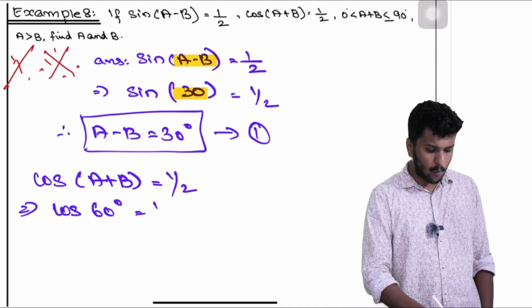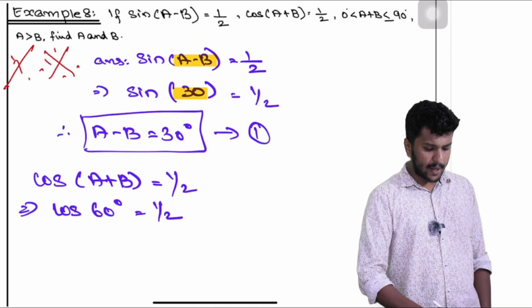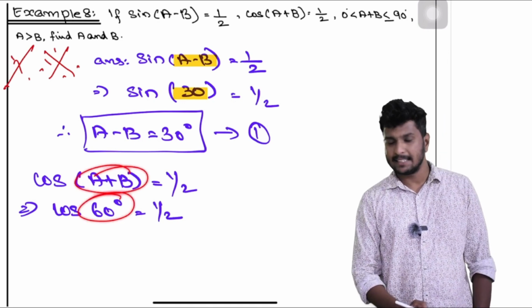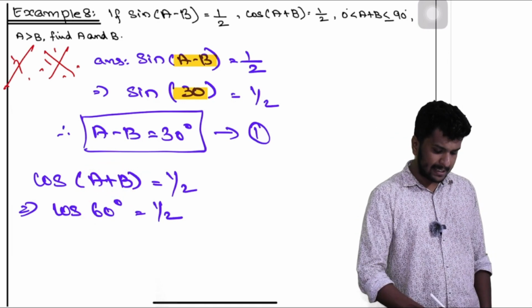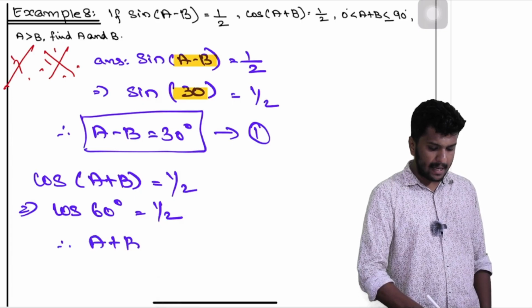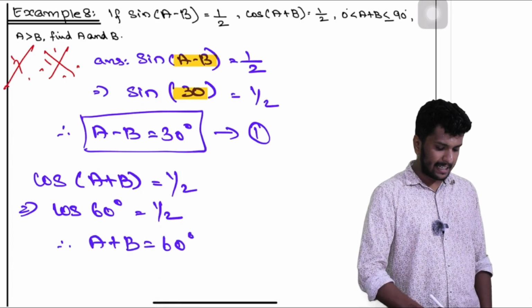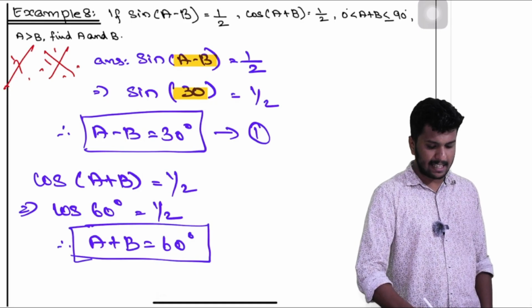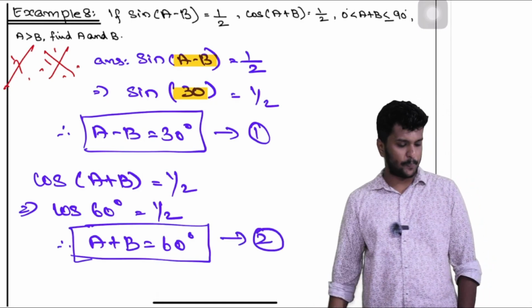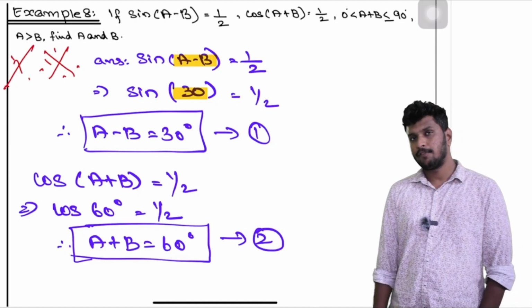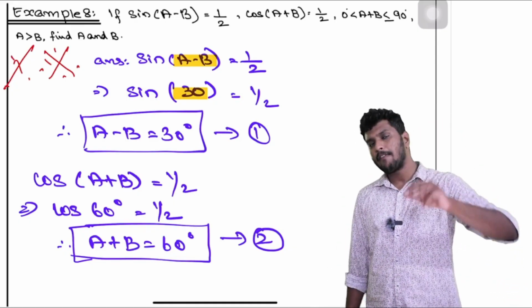Cos 60 is equal to 1 by 2. Now if you look over here, a plus b equals 60 degree. From here you can say a plus b equals 60 degree as equation number 2. What has been asked to find? The values of a and b, right? So a and b values, how can you find?